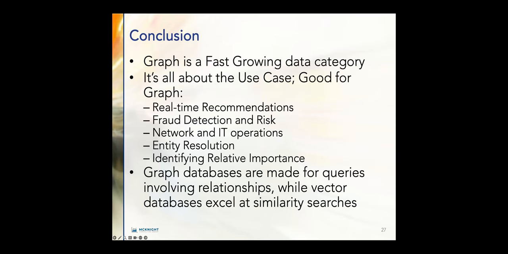In conclusion, graph is a fast-growing data category. It's all about the use case. Good for graph, we saw some of these: real-time recommendations, fraud detection and risk, network and IT operations, entity resolution, and identifying relative importance. And we spent some time differentiating with vector databases. Graph databases are made for queries involving relationships, while vector databases excel at similarity searches.